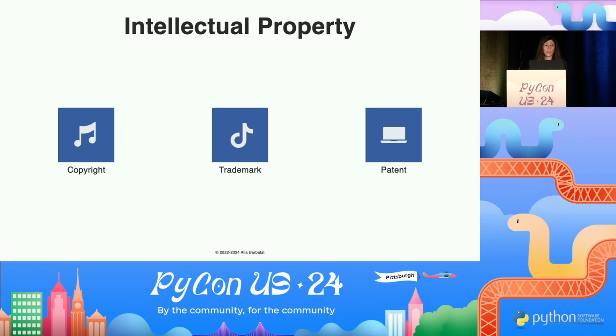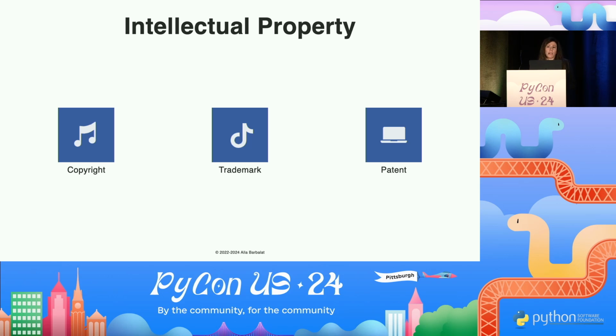There's also trademarks. Trademarks relate to branding as well as logos. Another area related to trademarks is trade secrets. Those protect business secrets like customer lists. Then there's also patents.